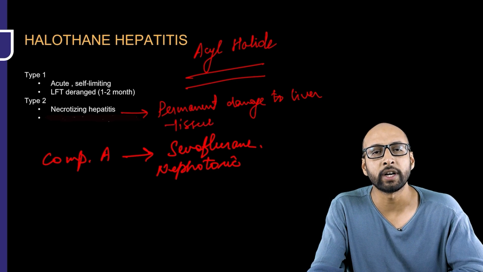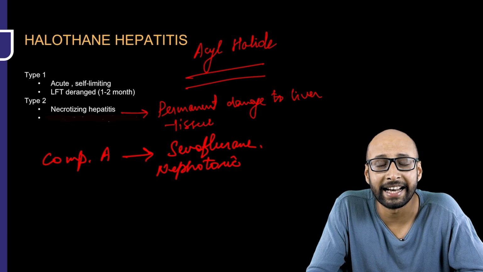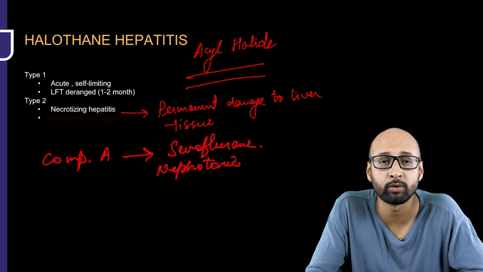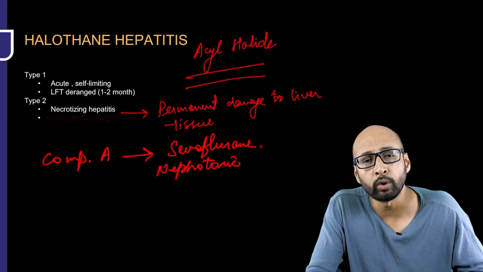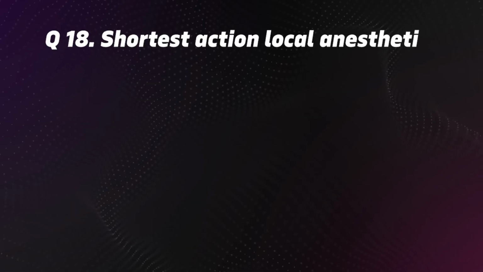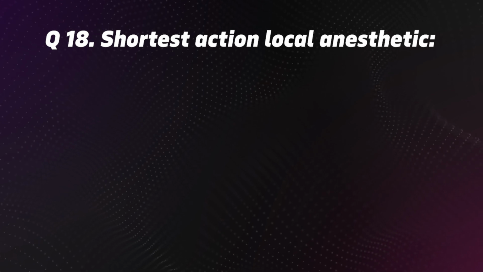Whereas type 1 is acute self-limiting. That means the liver function tests which are deranged come back to normal within a period of 1 to 2 days. Question 18. Shortest acting local anesthetic.